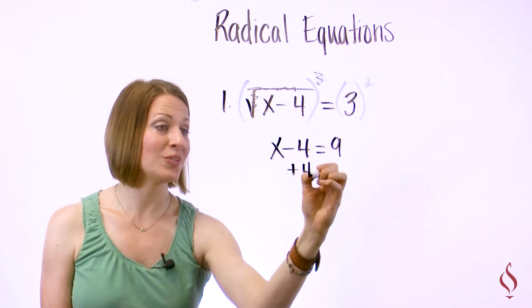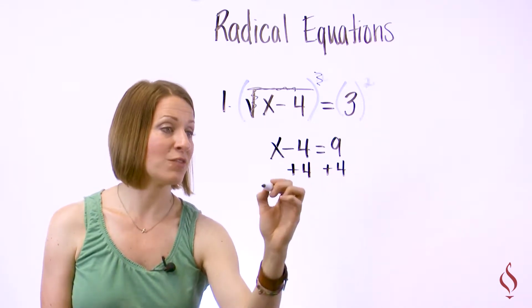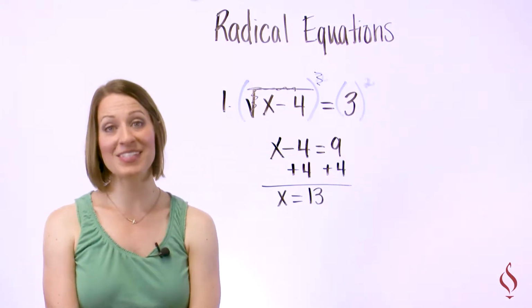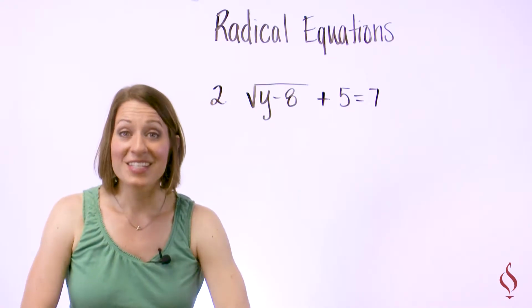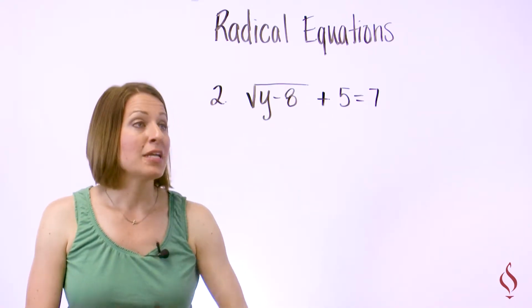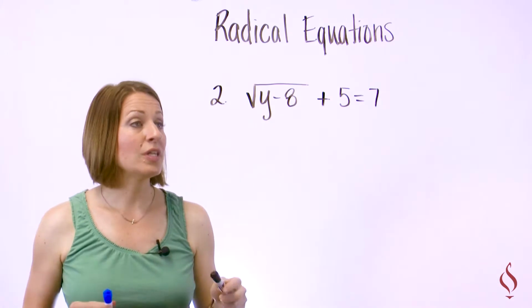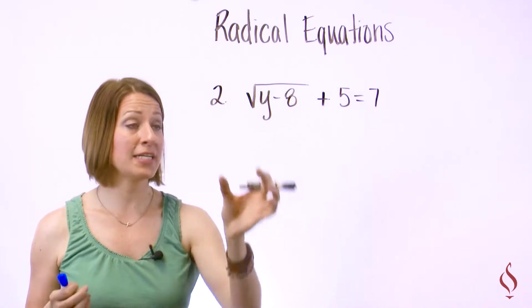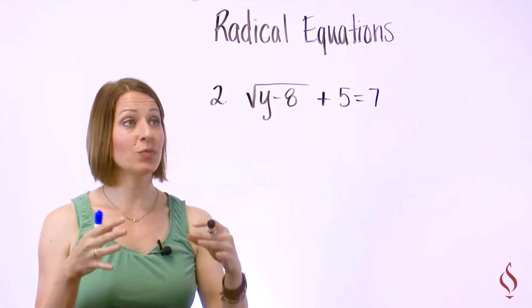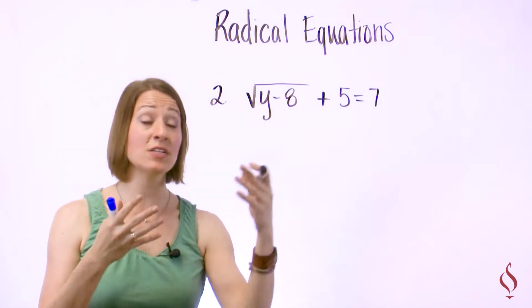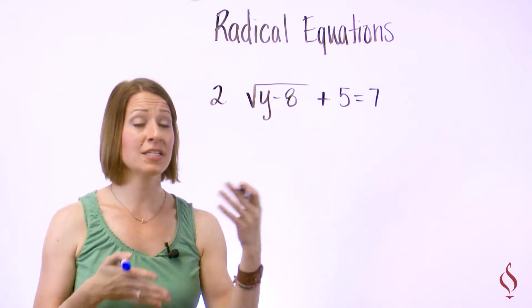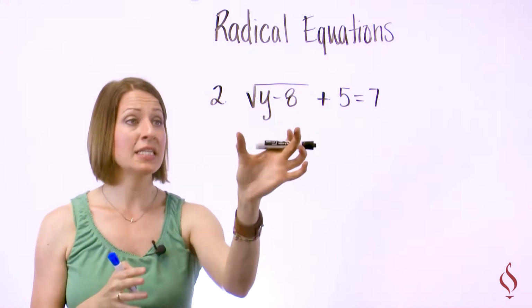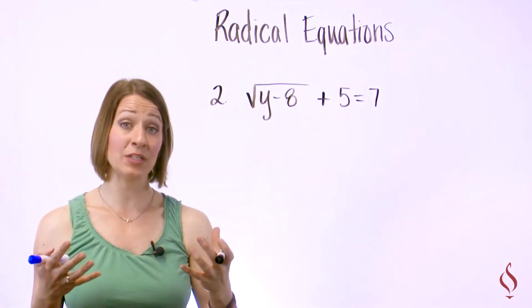Next, I just want you to solve for x. We're going to add 4 to both sides, and x equals 13. Let's try another example together. Notice that in this example, there is another number next to the radical. We have the y minus 8, tucked in nicely under the radical, but then there's this plus 5 that doesn't really belong. Before you can square both sides, this radical expression has to be alone.